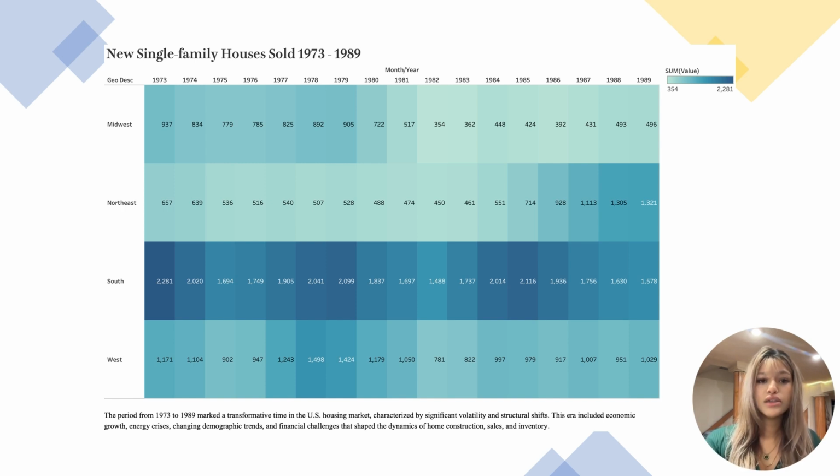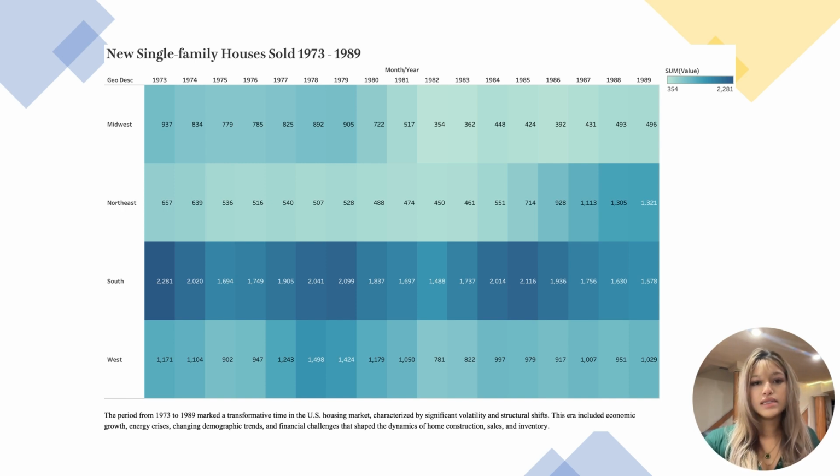Midwest and Northeast showed weaker sales. This decline can be linked to the Rust Belt's economic struggles, where industrial closures and job losses slowed population growth and housing demand. Additionally, the energy crisis and economic volatility during the 1970s likely influenced these regional patterns as well.